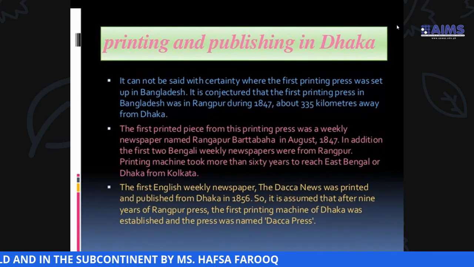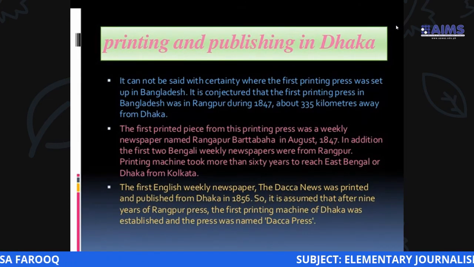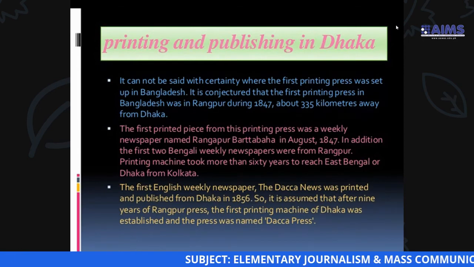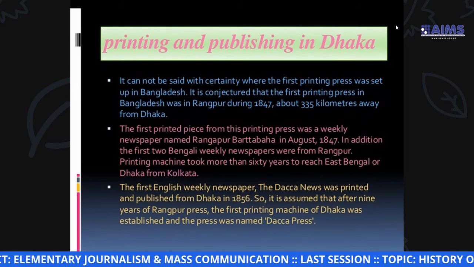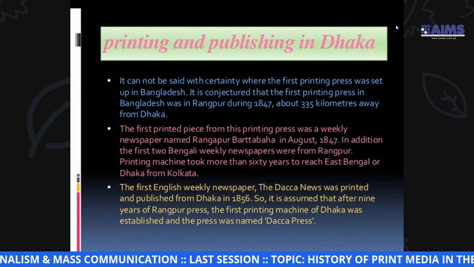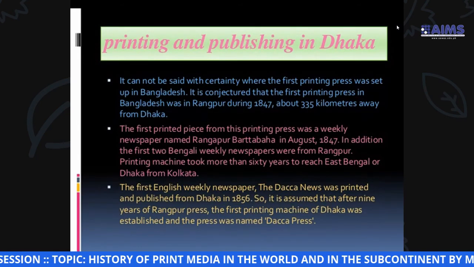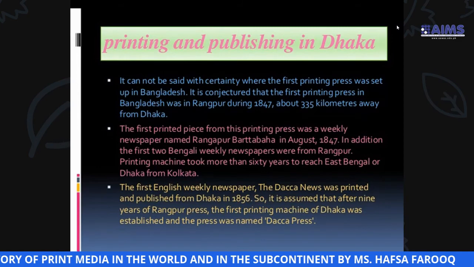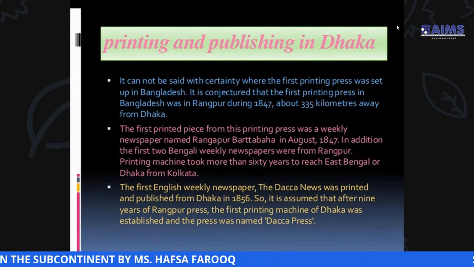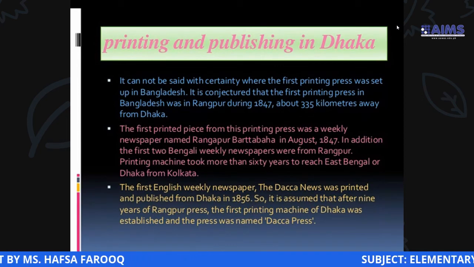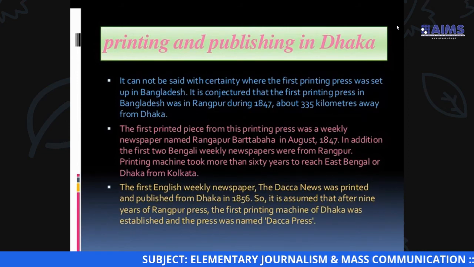Printing and publishing in Dhaka. It cannot be said with certainty where the first printing press was set up in Bangladesh. It is conjectured that the first printing press in Bangladesh was at Rangpur during 1847, about 335 kilometers away from Dhaka. The first printed piece from the printing press was a weekly newspaper named Rangpur Vartabaha in August 1847.